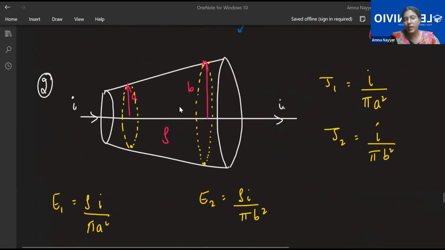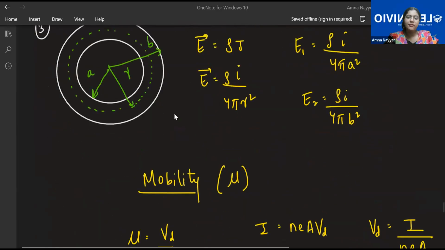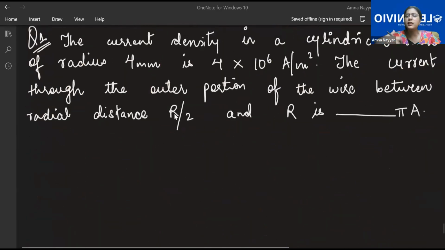See, class, the second one, if I make it uniform, this is non-uniform because I was taking the extreme case. If I make it uniform, it is basically a concentric cylinder. Outer portion is there. Understand what the question says. Current density of a cylindrical wire is given. Radius of the inner portion is given, and radius of the outer portion is given. Total current density is given, and it says between R by 2 and R, what is the value of the current that we have to calculate? Dash pi ampere will be the answer. So pi is already given, the value we have to calculate.